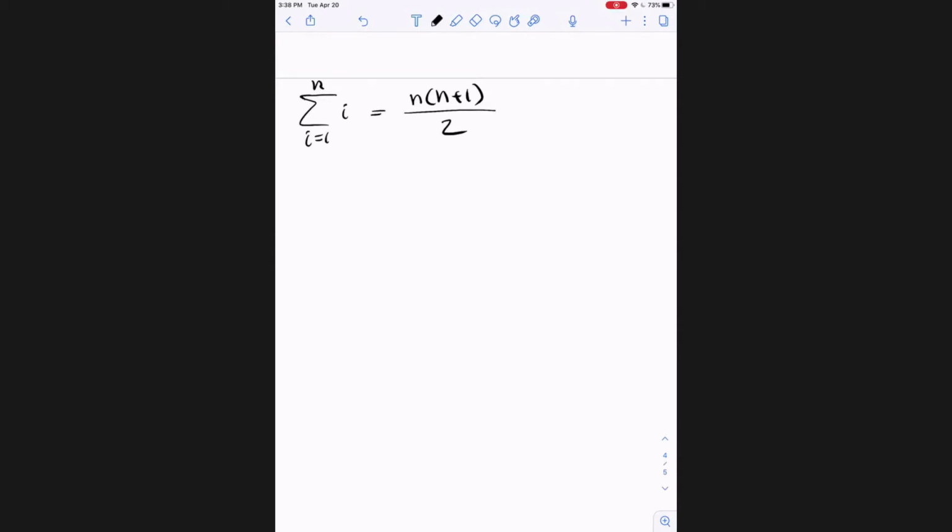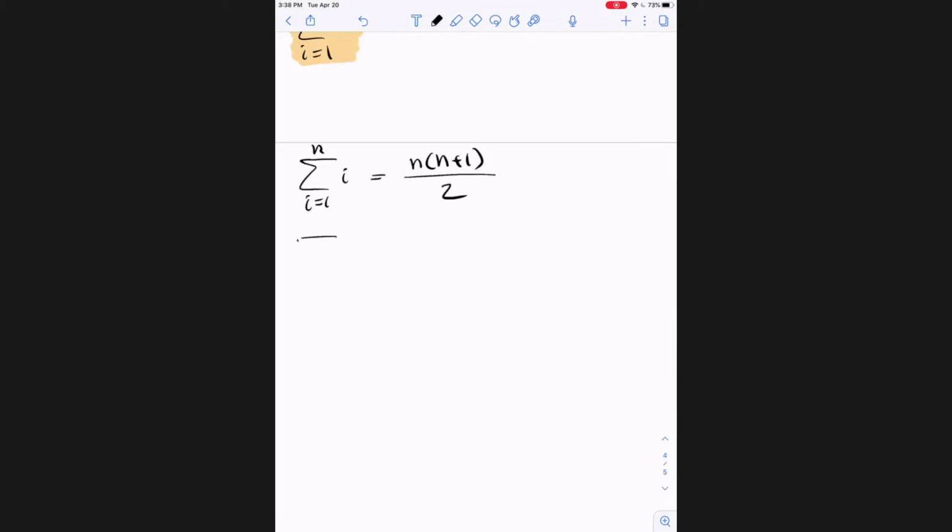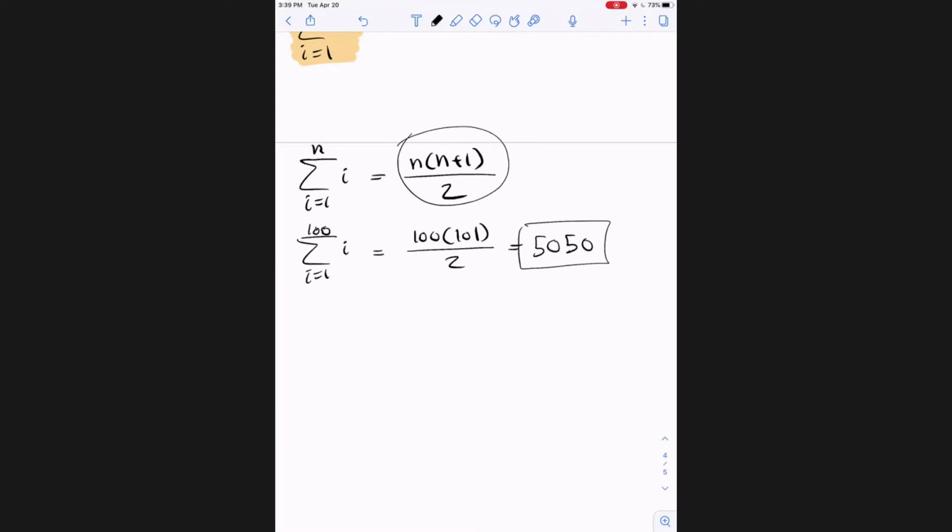So what was I doing? Oh yeah. I'm going to give you the formula. So summation from i equals 1 to 100 of i, you can actually use this formula. In this case, your n is 100. So 100 times (100 plus 1), which would be 101, over 2. Then you just take out your calculator. That would be 5,050. And that's it. Now, does this make sense so far?